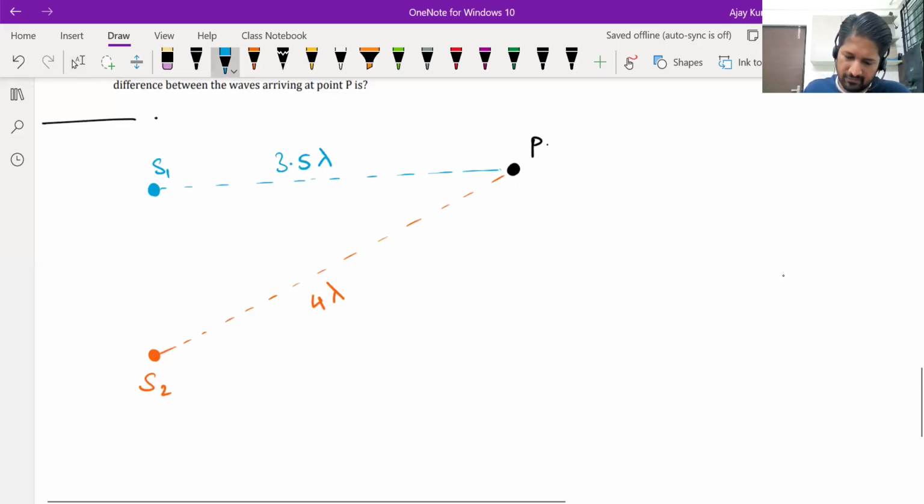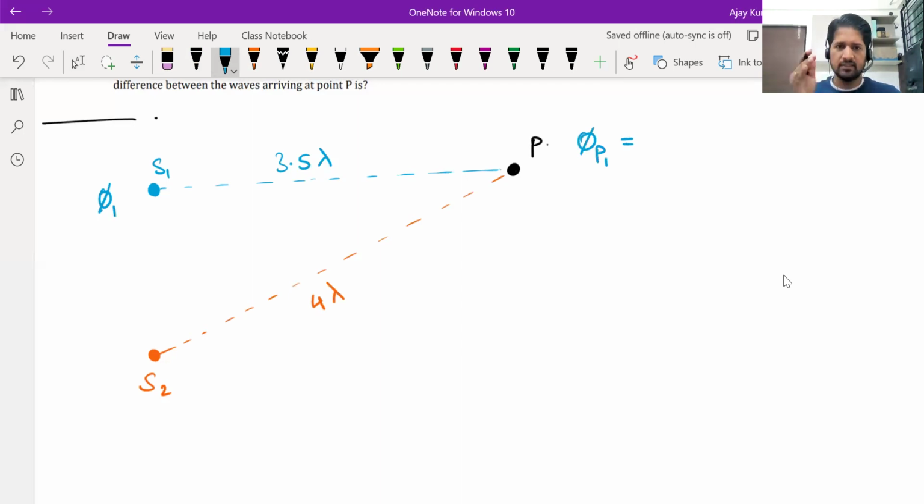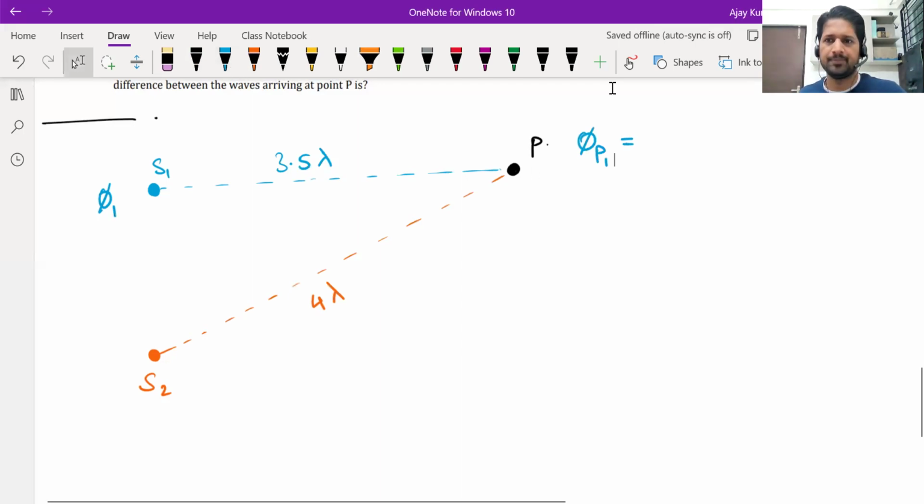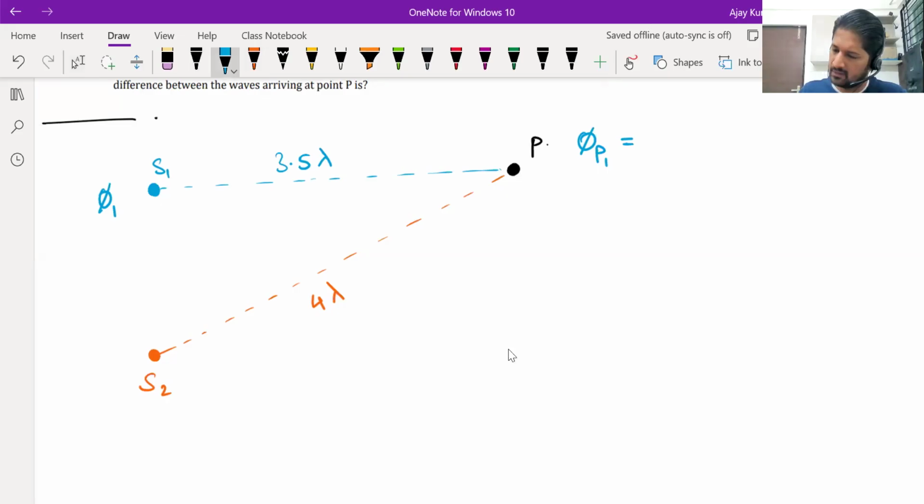Let's say S1 has its own phase phi 1. Then Isha, tell me, what will be the phase of the wave arriving at point P from S1 if the distance is 3.5 lambda? Correct. So phase difference of the source minus 7 pi. For every lambda, you have 2 pi. So phi 1 minus 7 pi.